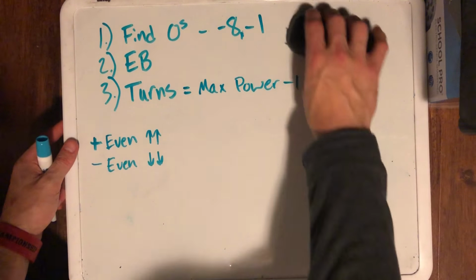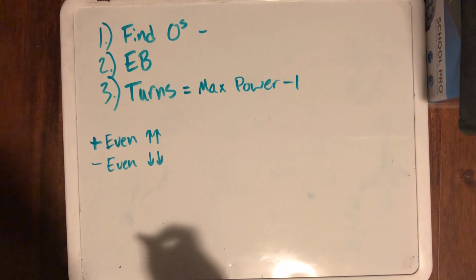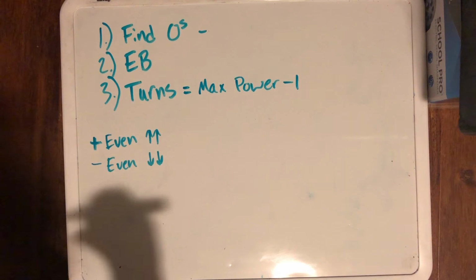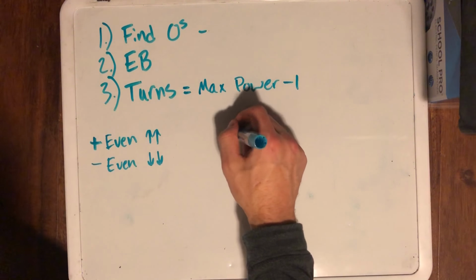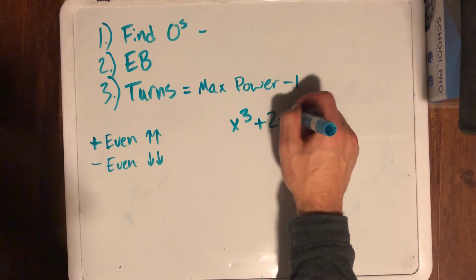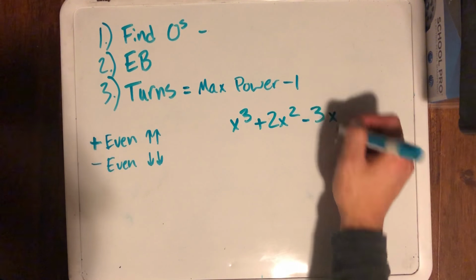This next one will be different, and it will be an odd power. So we will get to do something different on our end behavior and on our turns. So that will be good. So this time we're going to look at x cubed plus 2x squared minus 3x.